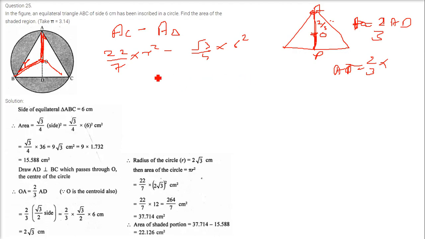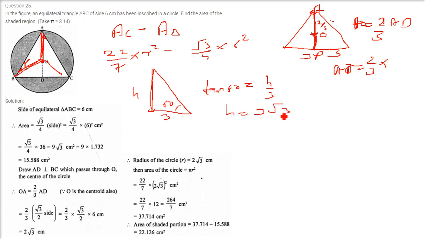Now for AD, we'll take this triangle. This AD we have to find out. This is a 60 degree equilateral triangle, and see here, the side is 6. So when we drop a perpendicular, this will be 3, this will be 3. So tan 60, let me take it as h by 3. So h will be 3, tan 60 is root 3. So we have 3 root 3. Okay, h is 3 root 3.